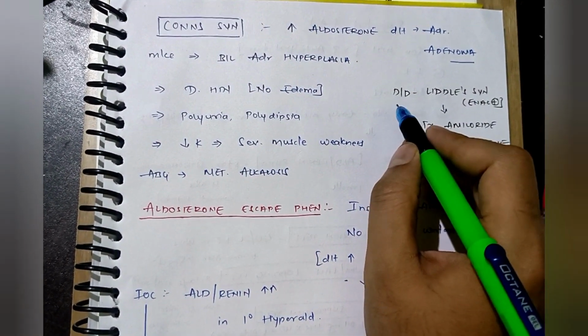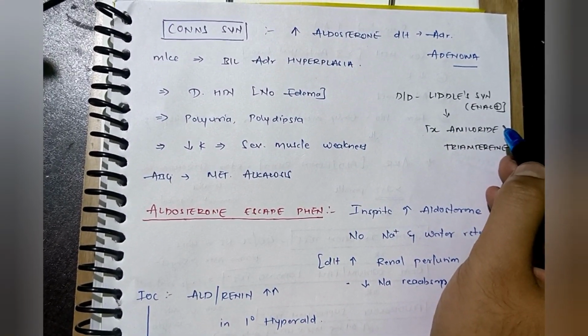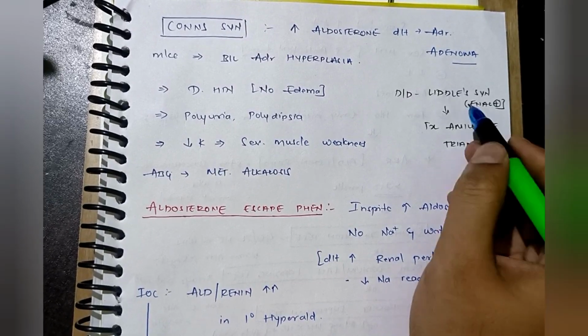The strongest differential diagnosis of Conn syndrome is Liddle syndrome. There's a gain of function of ENaC channels, and the treatment we give for Liddle syndrome is amiloride and triamterene.